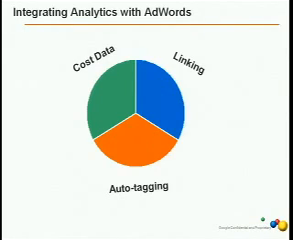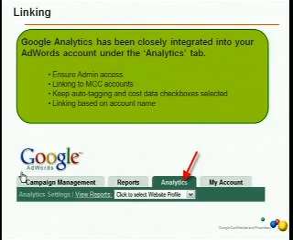Okay, so we have linking here, we have cost data, and we have auto tagging. So with linking, the process is really simple, right? If you have an analytics account and an AdWords account, you just go into your analytics tab in your AdWords account. You follow the prompts, select your account from the drop-down menu, and you link the accounts accordingly. If you don't have an account, then that's where you can create a new account. Before you actually do this, you want to make sure you have the same email login on both accounts. If that's not the case, you can always add the AdWords email login as an account administrator. You guys probably know how that works.